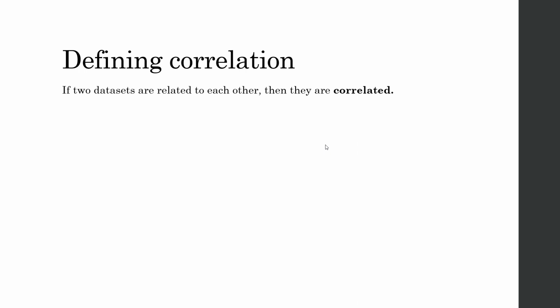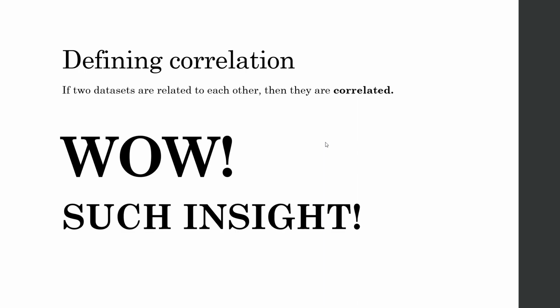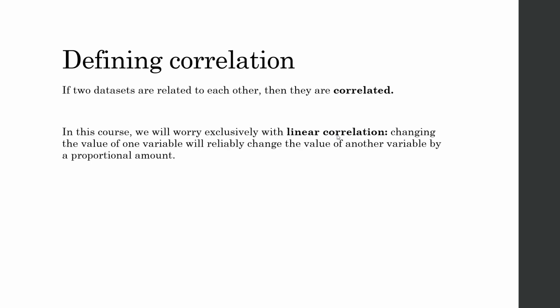And correlation is this. If two data sets are related to each other, then they are correlated. And you're probably looking at that and saying, wow, what great insight, Mr. Terrell. If they're related, they're correlated. Geez, wow. Okay, let's do this. Here's the definition we're going to worry about in this course.